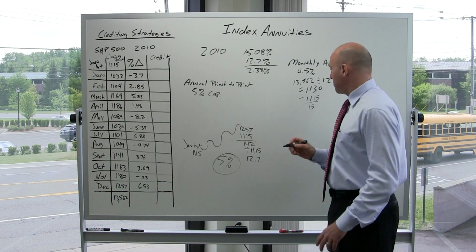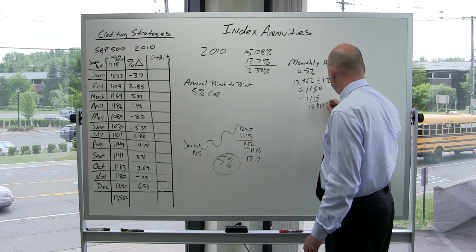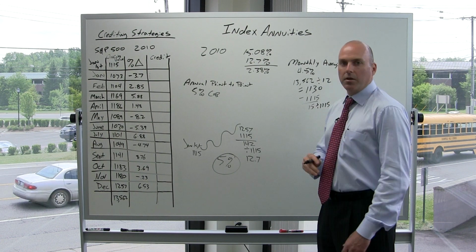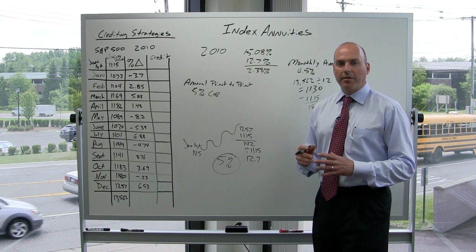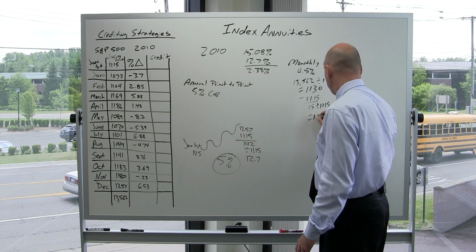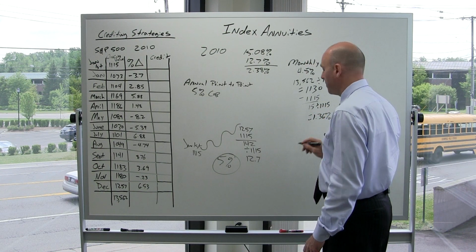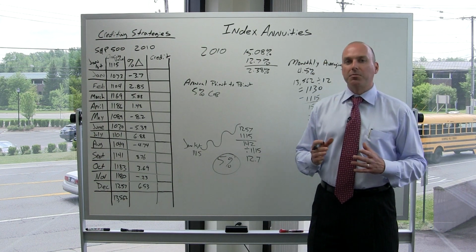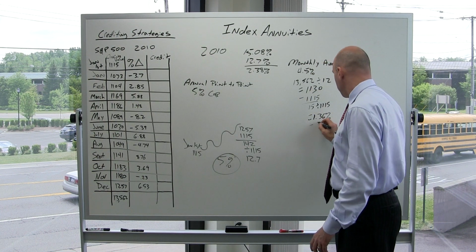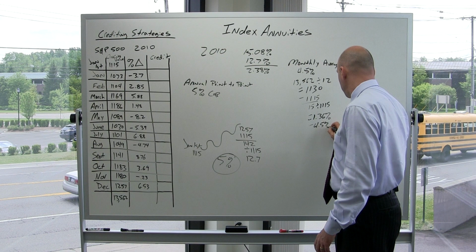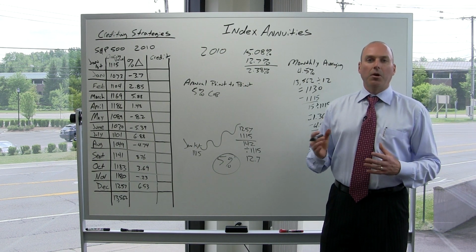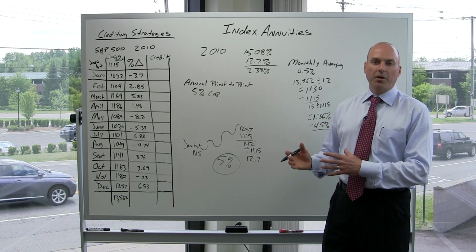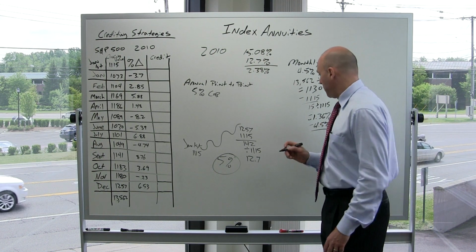Now we're going to divide this by our starting value to get our percent gain of the index using the monthly averaging method, which is 1.36%. Remember, we still have to subtract our spread of 4.5%. Which means that we actually end up at a negative number for the year. So the interest credit for the year would be 0. You didn't make anything, but you didn't lose anything either.